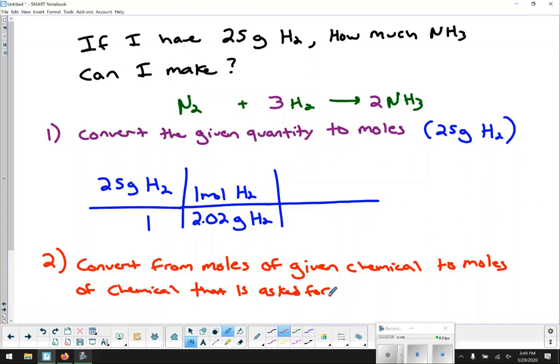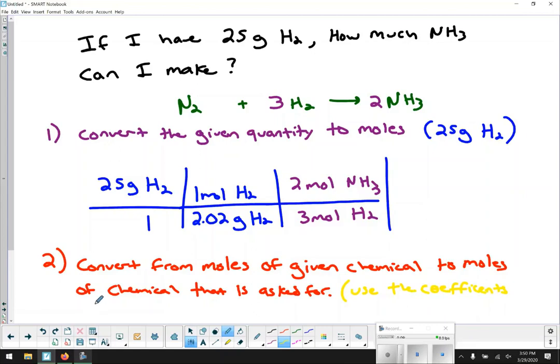But how do you convert from moles of one chemical to moles of another chemical? And this is the first time we will be doing this, converting from one chemical to a different chemical. And the key to this is the balanced equation. I know that for every 3 moles of H2, I'm going to get 2 moles of NH3. The reason I know that is from the balanced equation. So you're going to use the coefficients from the balanced equation.